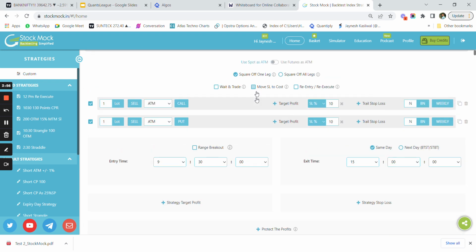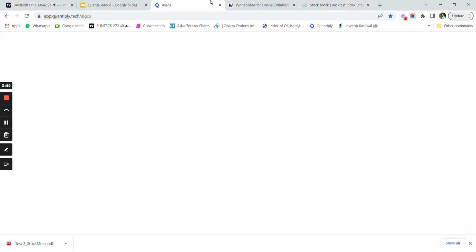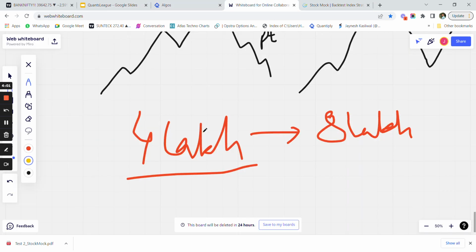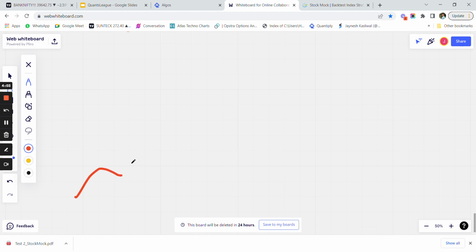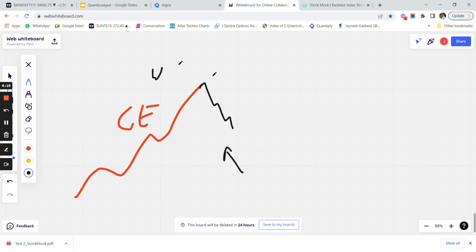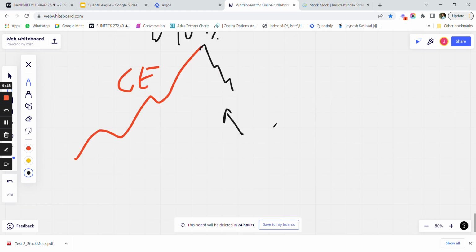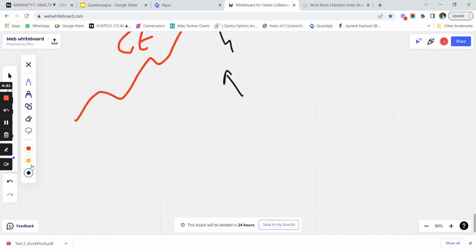Moving SL to cost is a feature where, let's say that if my one side stop loss gets hit, okay, so if the call stop loss gets hit as soon as the markets are moving up, then the other side put stop loss would be moved to cost, and then in case of reversal, the maximum that I'm going to lose is 10% on any of the legs, right? Not on both the legs. So the percentage SLs can be decided. How you can design a percentage SL is basically by checking out the requirement that you have.